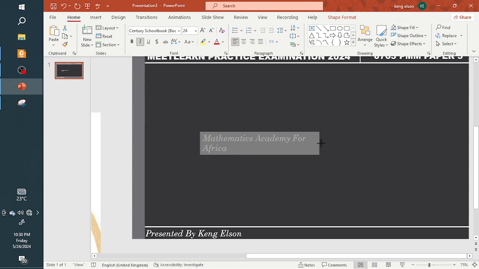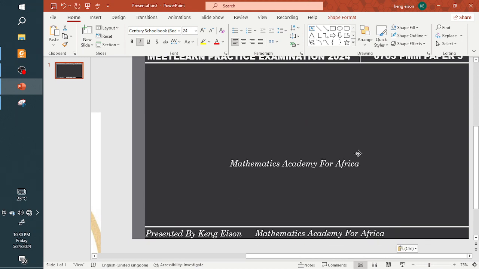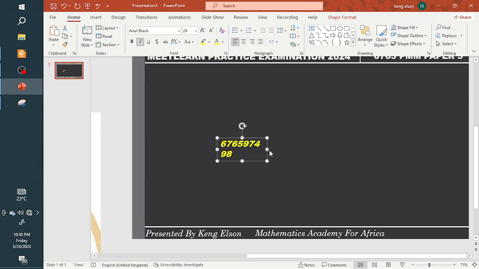You're going to put there, but it all depends on you. Look for anything and put place here. Then now I can put my number, 676597498. Change the name back to Arial Black, put it in this coloration and remove the italics from there.